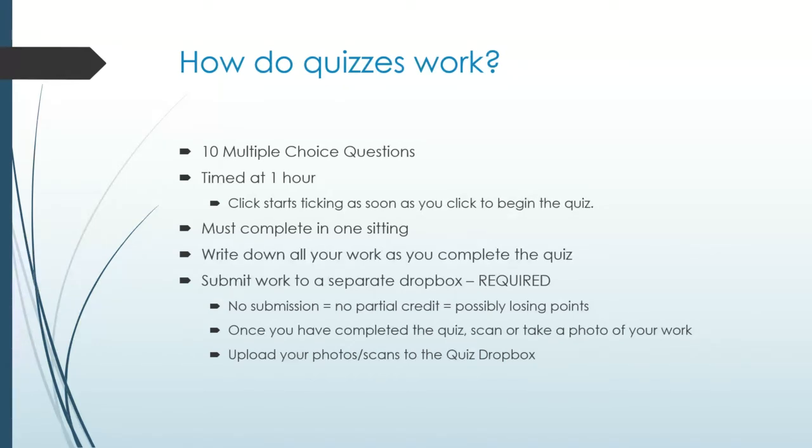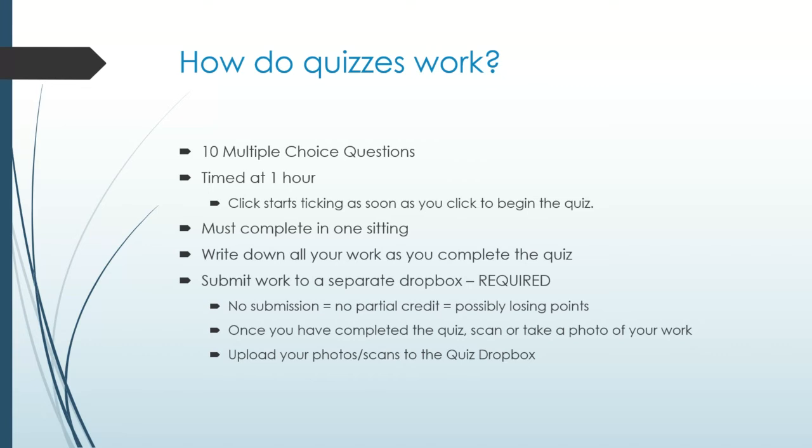Let's see. Submit work to a separate Dropbox. So there is the quiz Dropbox, which is separate. That is required because that's how you get partial credit. And even if you get 100%, submit your work. So it's not based off of what grade. Everybody needs to submit their work to the Dropbox because that's where you get more points.